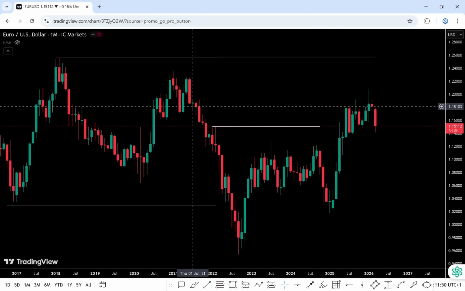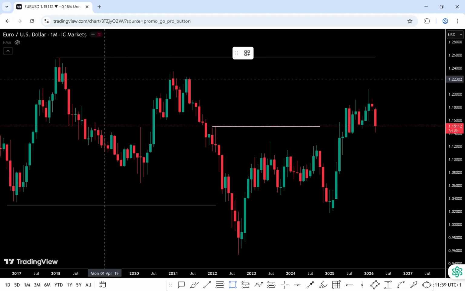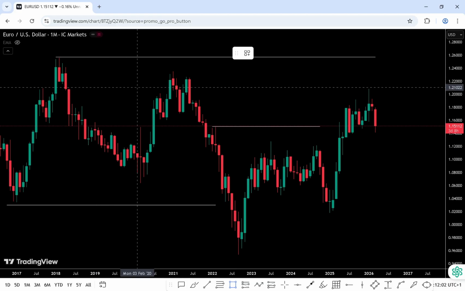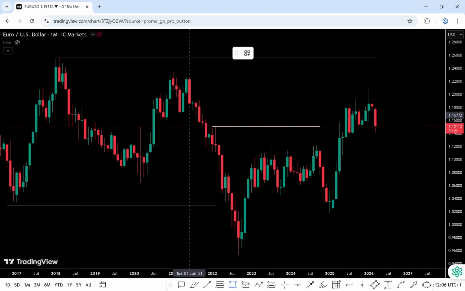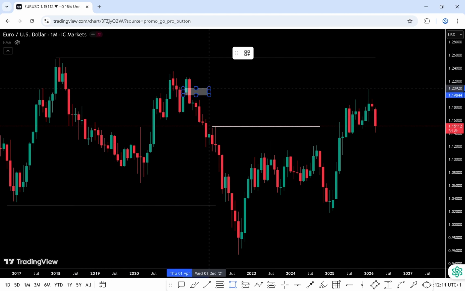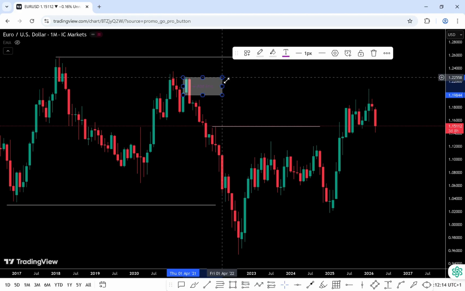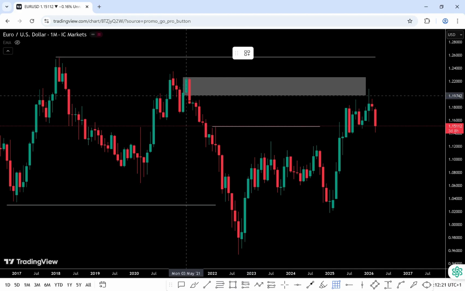Now, where is the response, the POI, the level that the market is likely to react from? I said we only have two valid POIs. The rest are low probability POIs. And according to this chart, I'm only seeing one POI, and this is it. This is the only POI I'm able to spot in the monthly time frame. Why? Because this POI is also accompanied with a fair value gap.